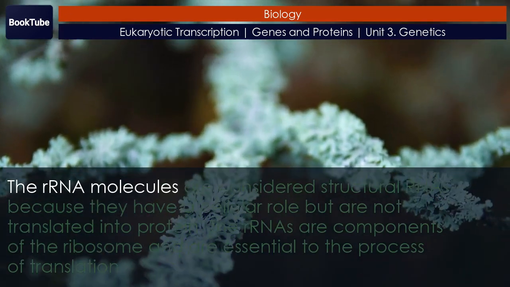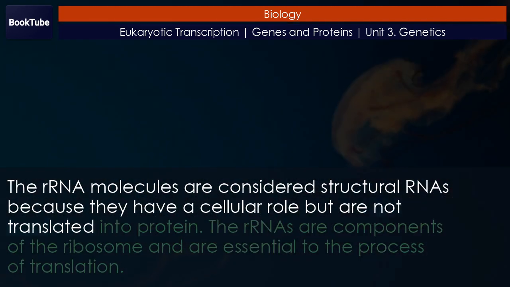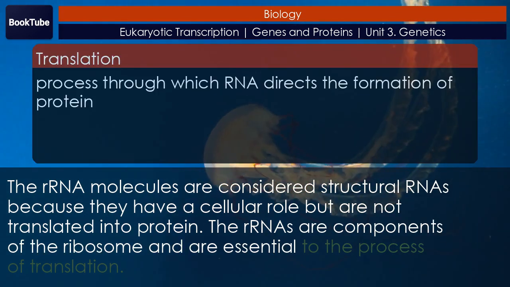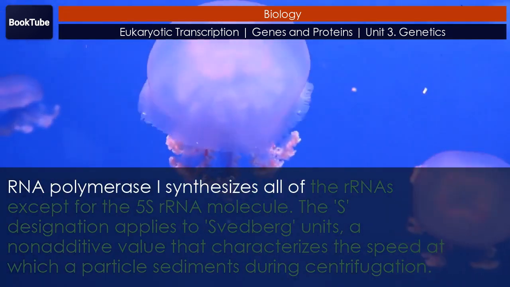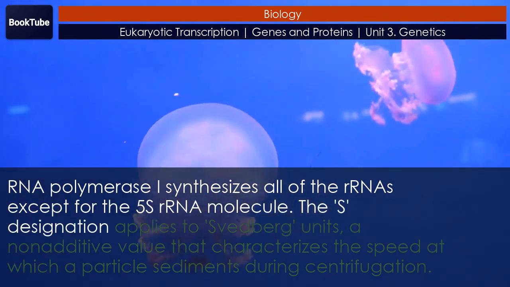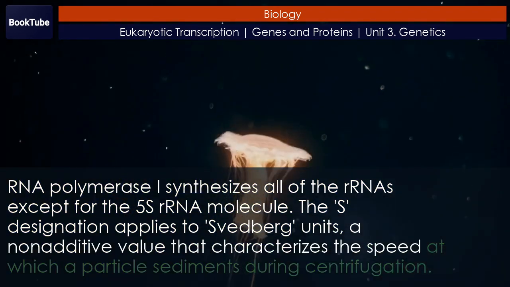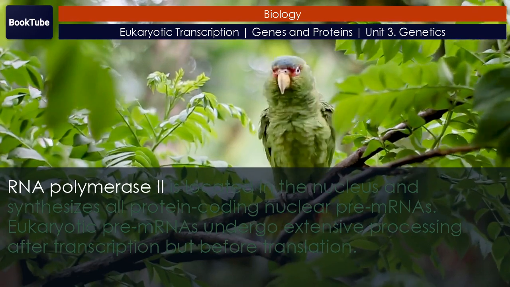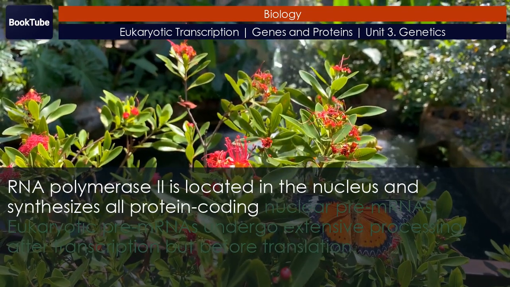The rRNA molecules are considered structural RNAs because they have a cellular role but are not translated into protein. The rRNAs are components of the ribosome and are essential to the process of translation. RNA polymerase I synthesizes all of the rRNAs except for the 5S rRNA molecule. The S designation applies to Svedberg units, a non-additive value that characterizes the speed at which a particle sediments during centrifugation. RNA polymerase II is located in the nucleus and synthesizes all protein-coding nuclear pre-mRNAs.